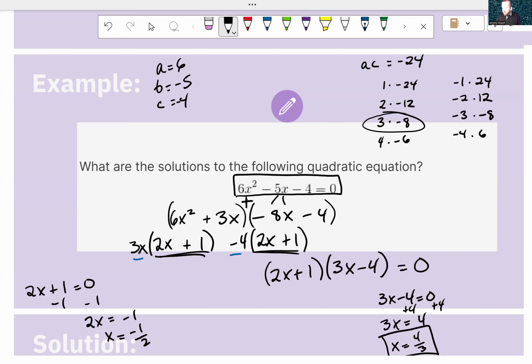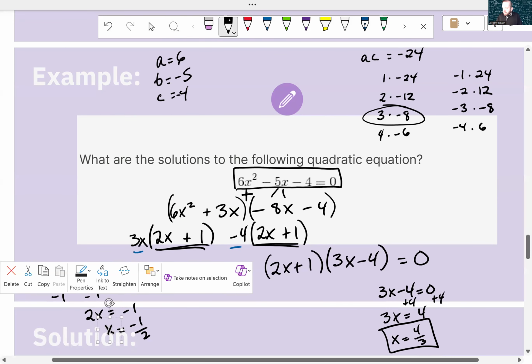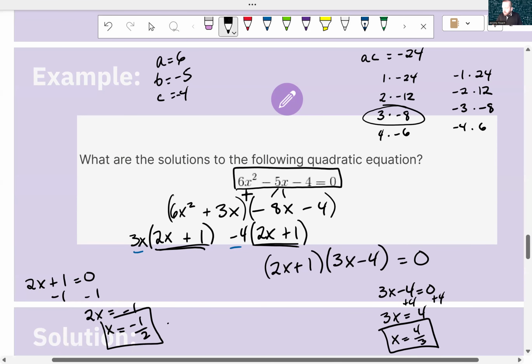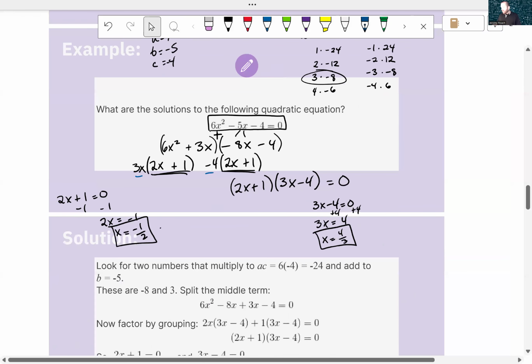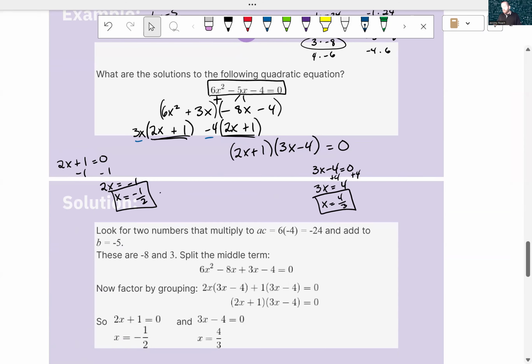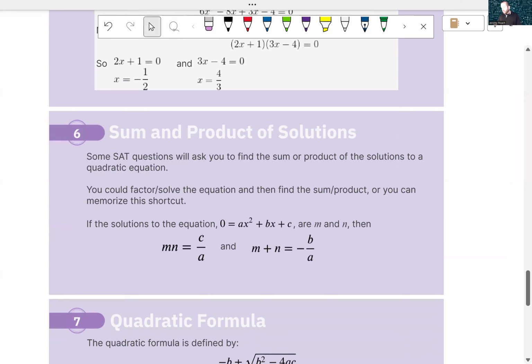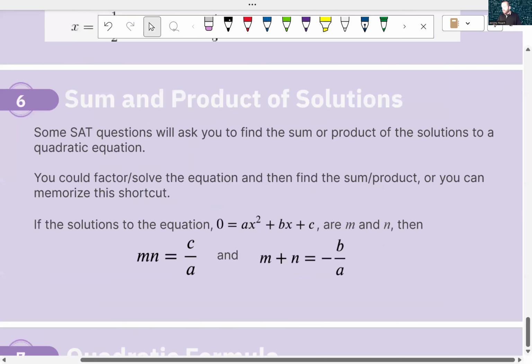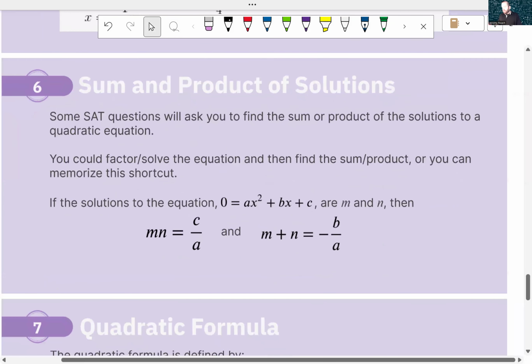So we get the same answer from these. It just really depends on what method works best for you. And that's why I show students both of these methods, because ultimately we're finding the same information in two different ways. Now, on the SAT, sometimes they're going to put those answers as the answer, but they're going to ask you something completely different.